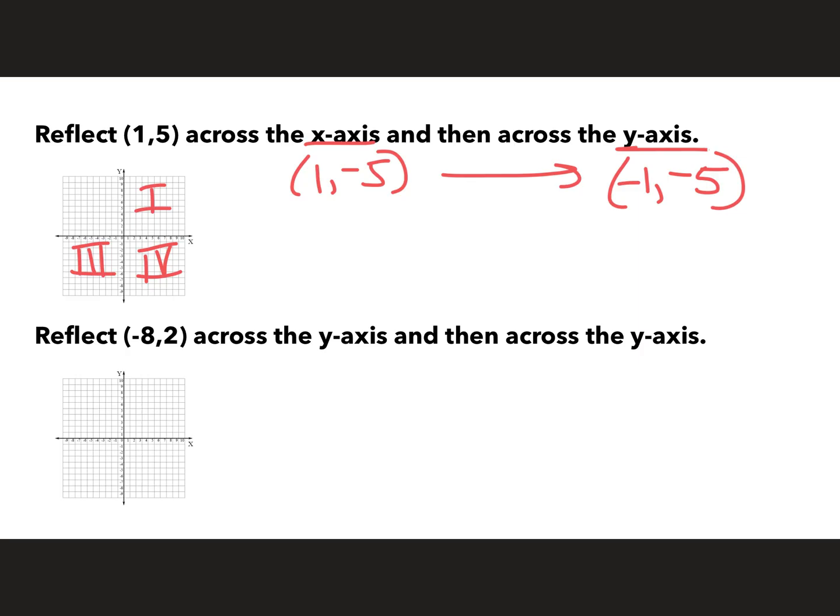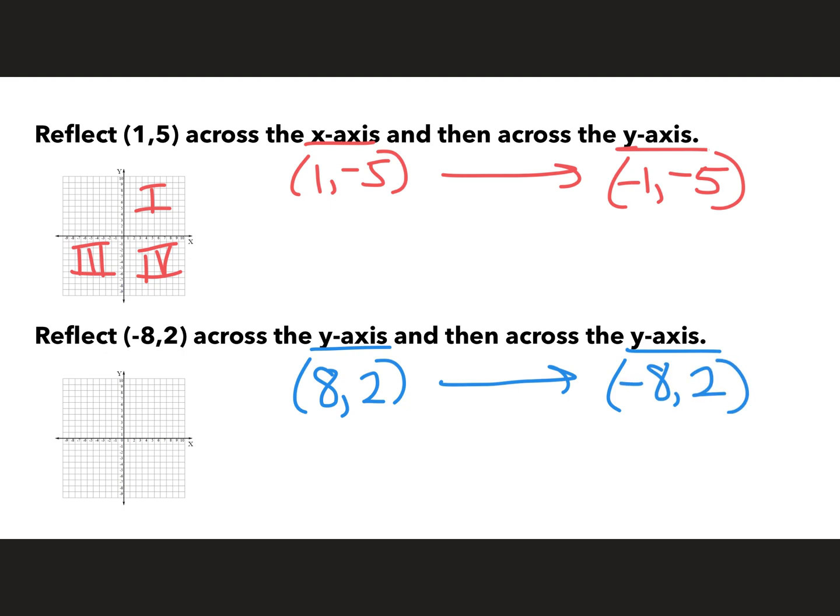All right, let's look at the next one. It says reflect -8, 2 across the y-axis and then across the y-axis again. That kind of makes me laugh because I know it's going to happen. Do you? Okay, so across the y-axis means that the x guy changes to its opposite and the y stays the same. And then you go over here across the y-axis, which means the x number changes to its opposite and the y stays the same. And that is the exact same number that we started with. Does that make sense to you? It makes perfect sense to me.